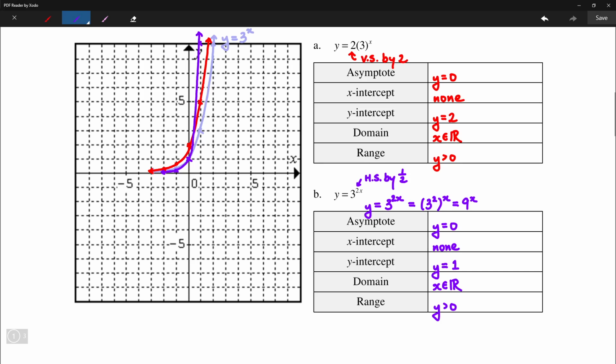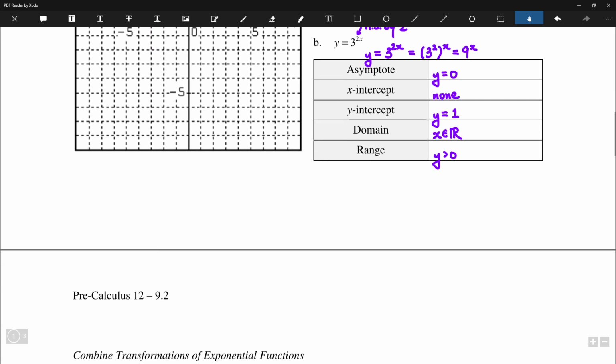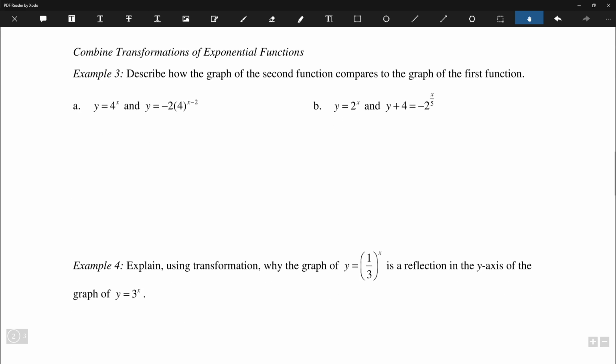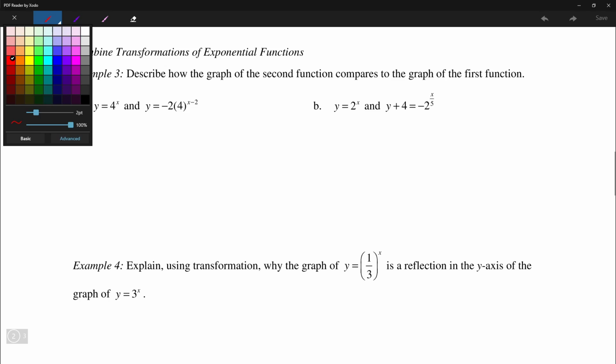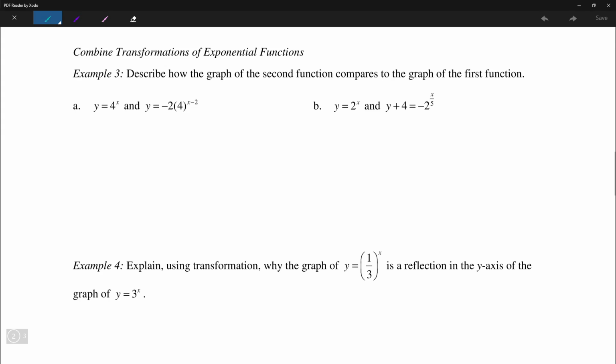Okay, so the next piece is when we start to combine various transformations together. So we are given some functions here in example 3, and then a transformed function, and we're going to compare the transformation that occurred. So what we're going to do in this unit that's different than before is we're going to rewrite kind of what happens here. So instead of writing it as y equals -2 times 4 to the x minus 2 power, we're going to rewrite this as -1/2 y is equal to 4 to the x minus 2.